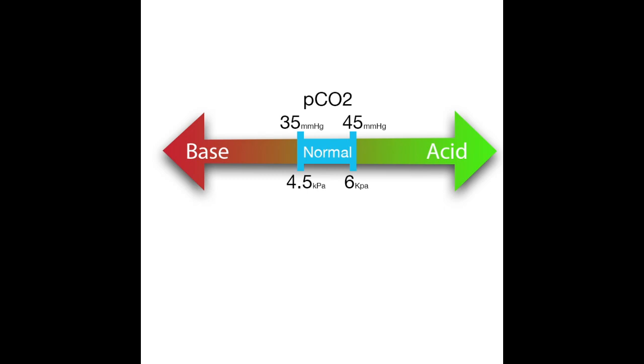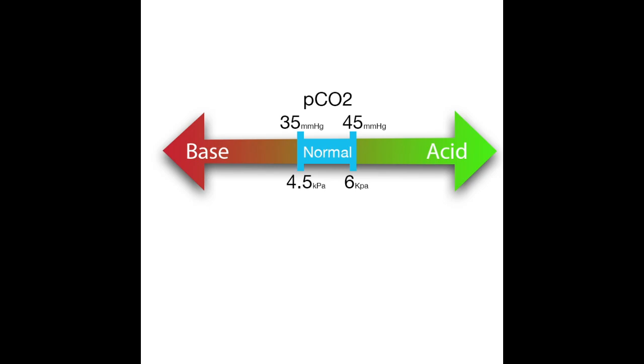Now, the normal range for CO2 is 4.5 to 6 kilopascals, or if you're working in millimeters of mercury, 35 to 45. If the PCO2 is greater than 6 kilopascals or 45 millimeters of mercury, the respiratory system is causing acidosis. If the PCO2 is below 4.5 kilopascals or below 35 millimeters of mercury, the respiratory system is causing alkalosis. And that's the respiratory system.